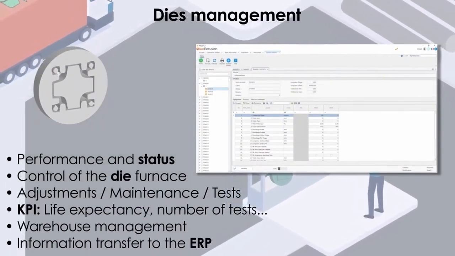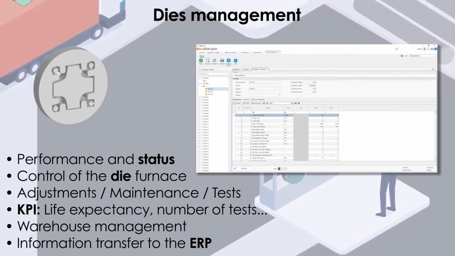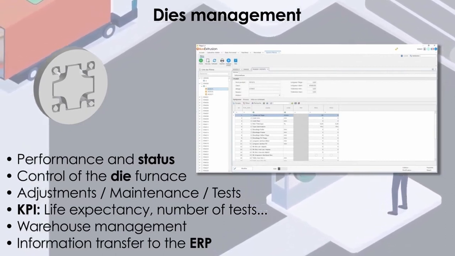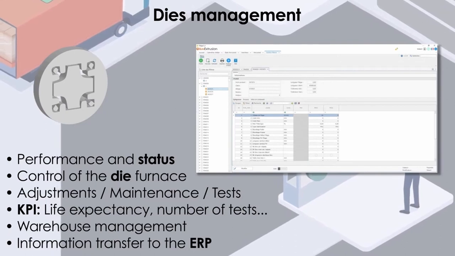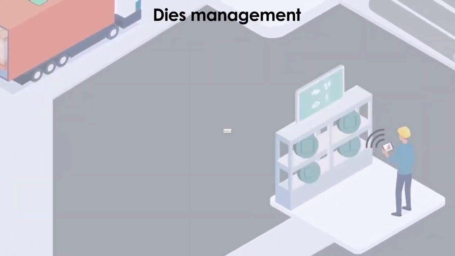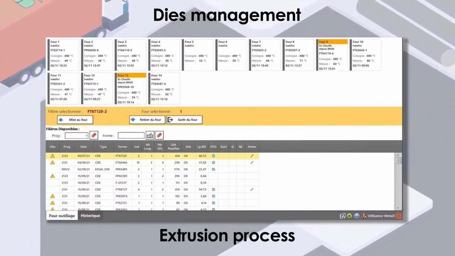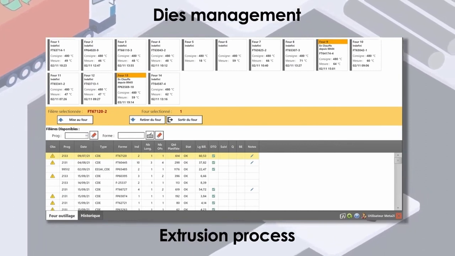KmExtrusion manages the entire life cycle of the dies and controls the tool furnace. This allows you to know the state of the die store in real time, as well as to consider this data for the production schedule. KmExtrusion realizes complete management of the extrusion process.